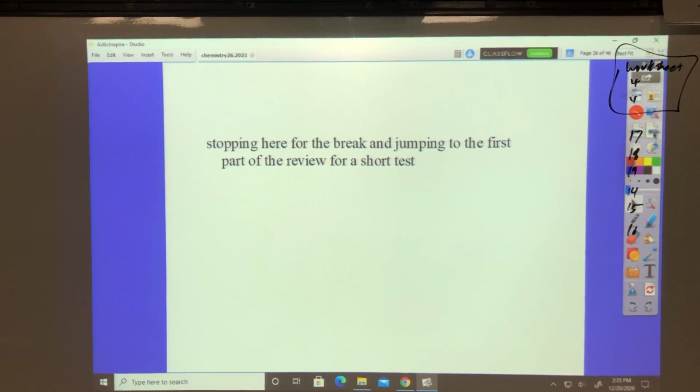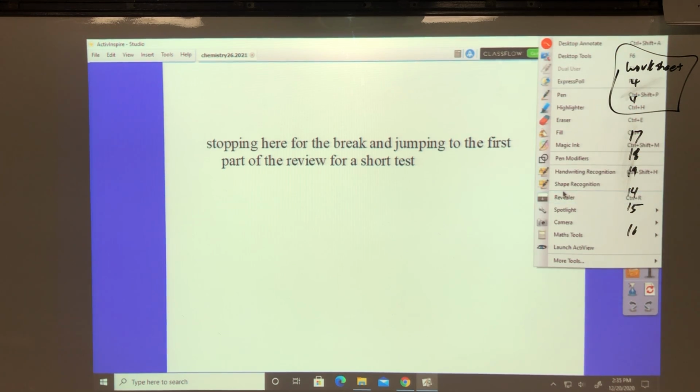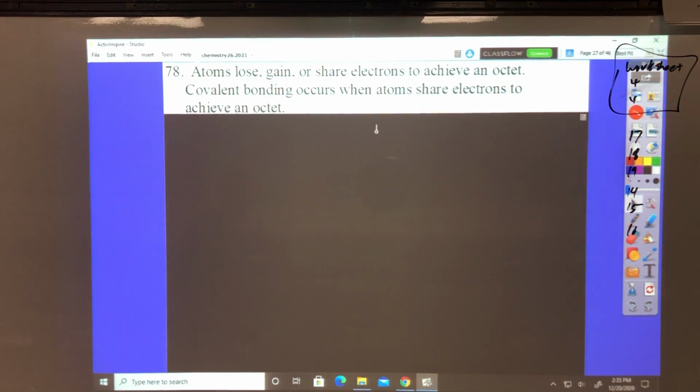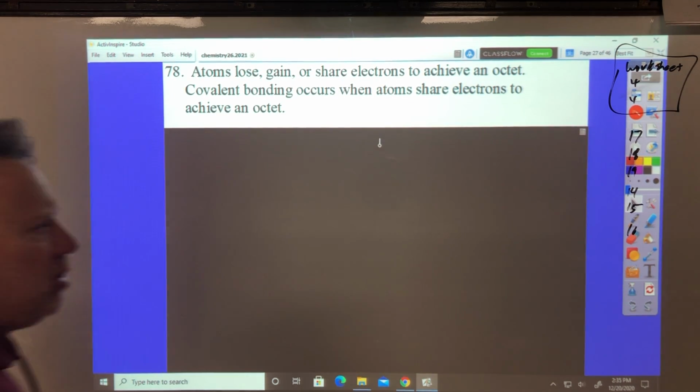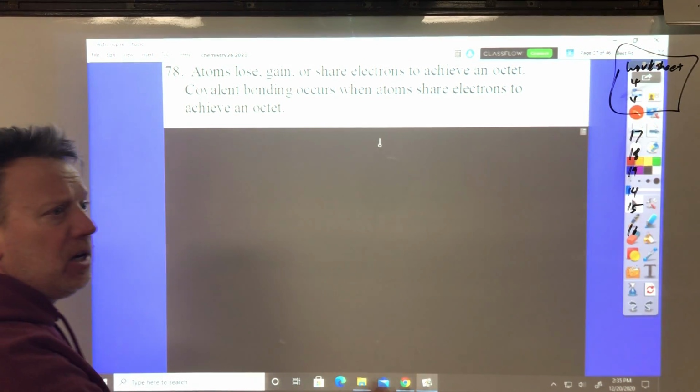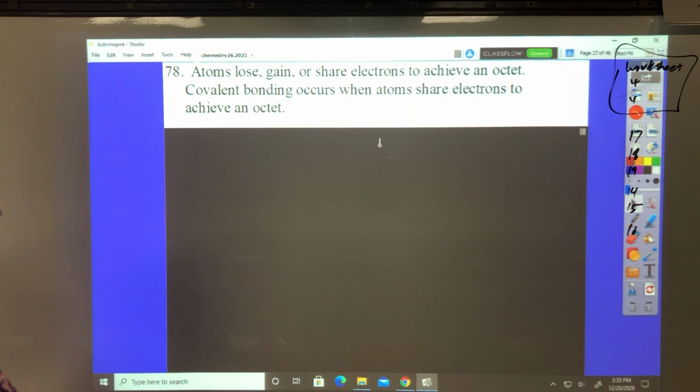Number 78. What is the octet rule and how is it used in covalent bonding? Basically, most of the atoms involved in the molecules, other than hydrogen, are going to try to end up with access to 8 valence electrons, and they will share to do that. Since these aren't give and take, ionic was chapter 7. So atoms lose, gain, or share electrons to achieve an octet. Covalent bonding occurs when atoms share electrons to achieve an octet.